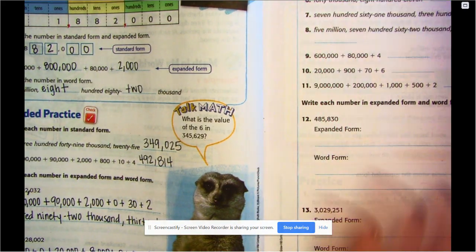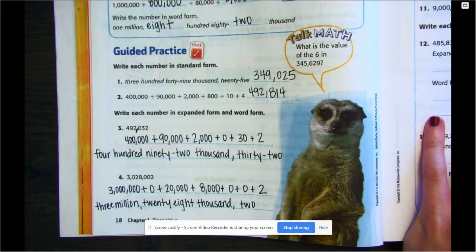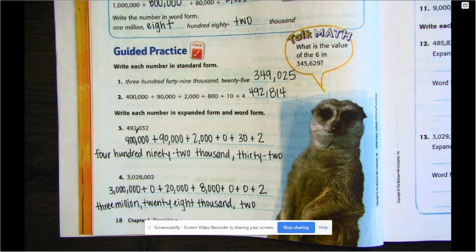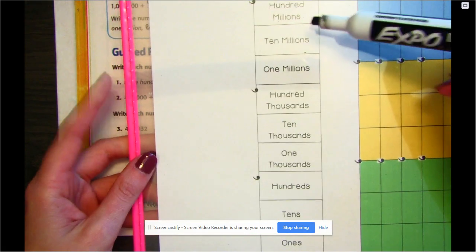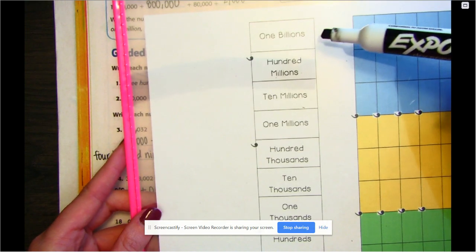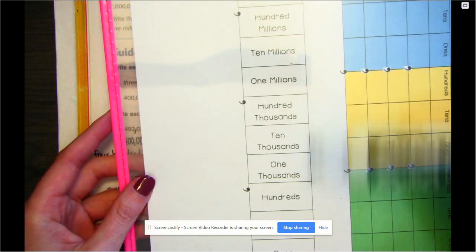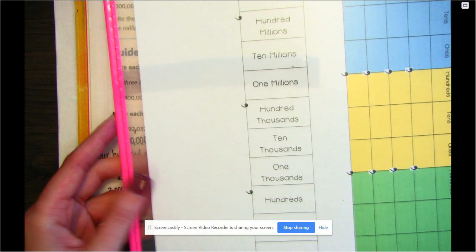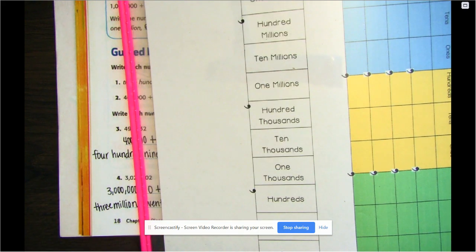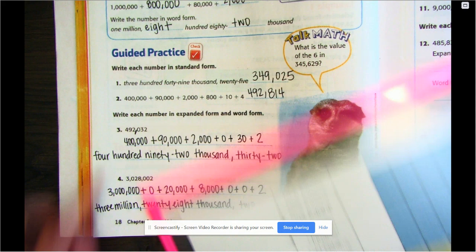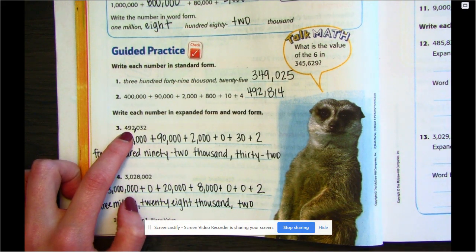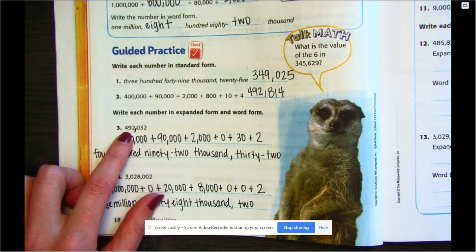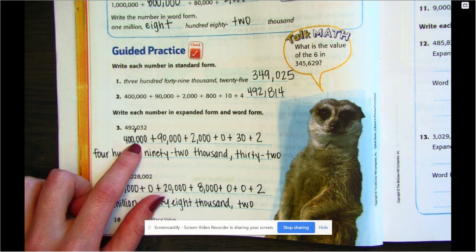And then going down to the very bottom where it has expanded form and word form, I also gave you guys a place value chart at the very bottom, and it goes all the way to 1 billions. That way it'll help you see what place values are when you're looking at a number. So I know that this 4 is in the 100,000s spot. So the value of this 4 had to be 400,000.